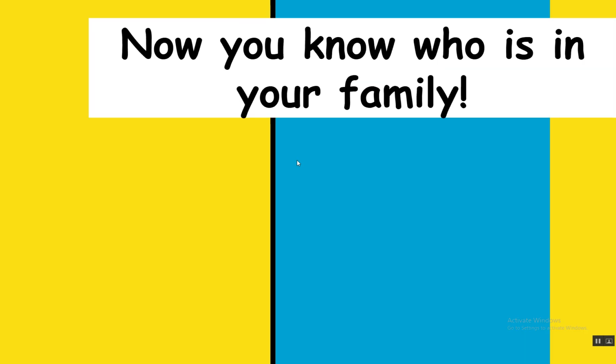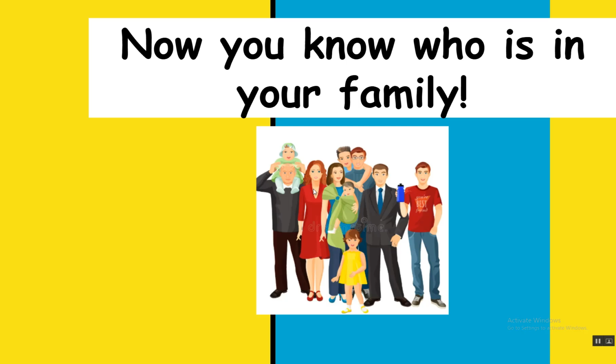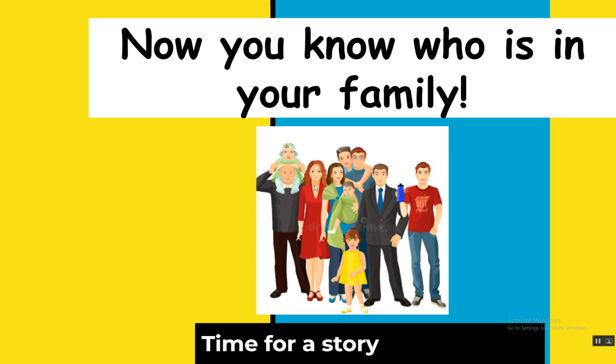So now you know who is in your family. We've gone through most of the family members, so now you know who is in your family. Can you tell me who is in your family now? Well done. So I can hear some of you saying you have got grandpa and grandma. Some of you are saying you've got cousins. Okay, some of you are saying we've got aunts and uncles. Well done. Time for a story.